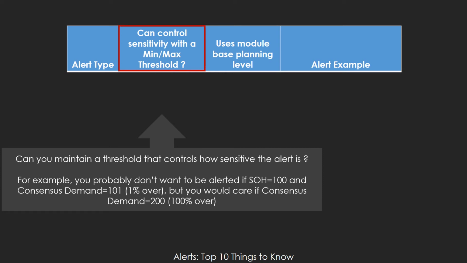Can you maintain a threshold that controls how sensitive the alert is? For example, you probably don't want to be alerted if sales order history is 100 and consensus demand is 101, or just 1% over, but you would care if consensus demand was 200 or 100% over.